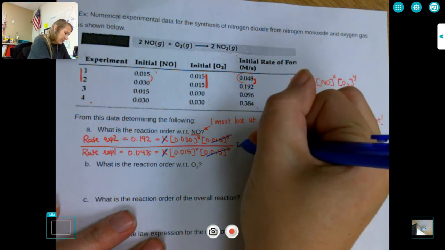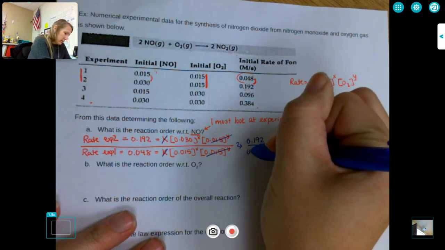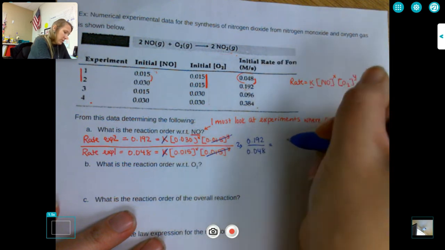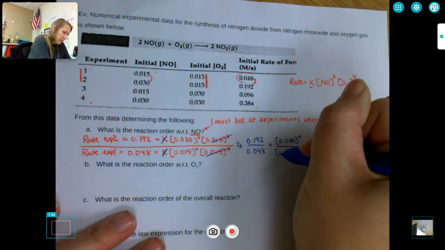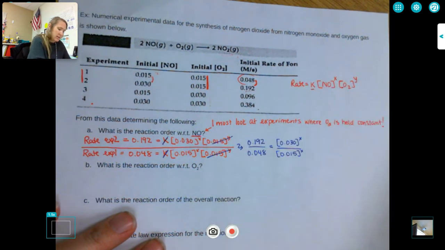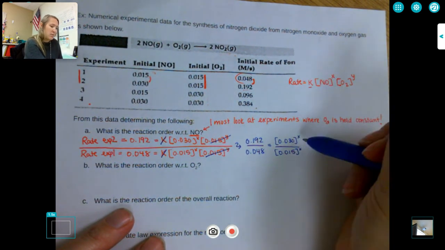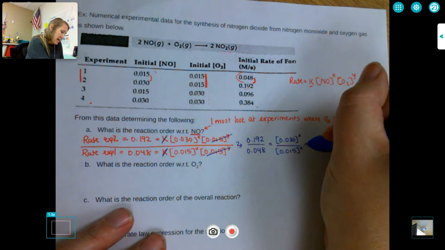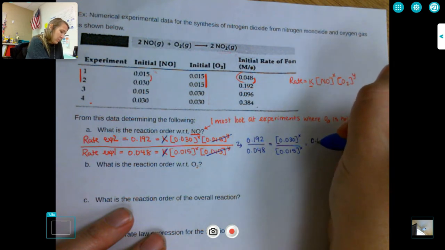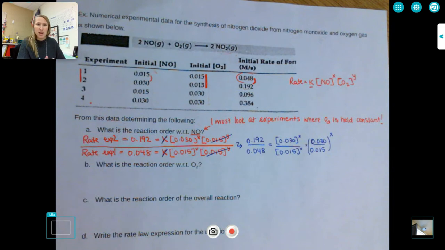So what I'm left with is 0.192 over 0.048 equals 0.030 to the X over 0.015 to the X. Now, when we have two numbers on the top and bottom of a fraction, both raised to the same exponent, we can write that as 0.030 over 0.015 raised to the X, right? I can do that. That's a math thing.